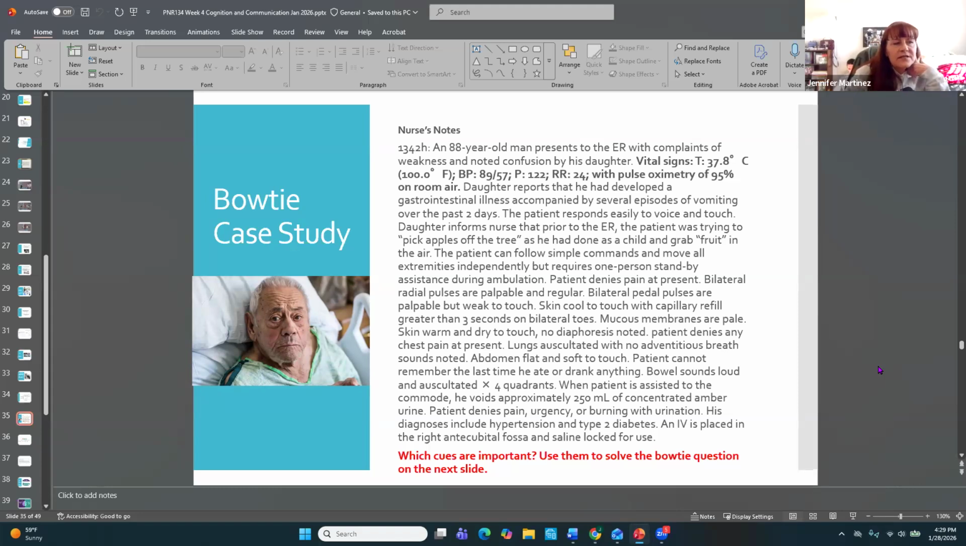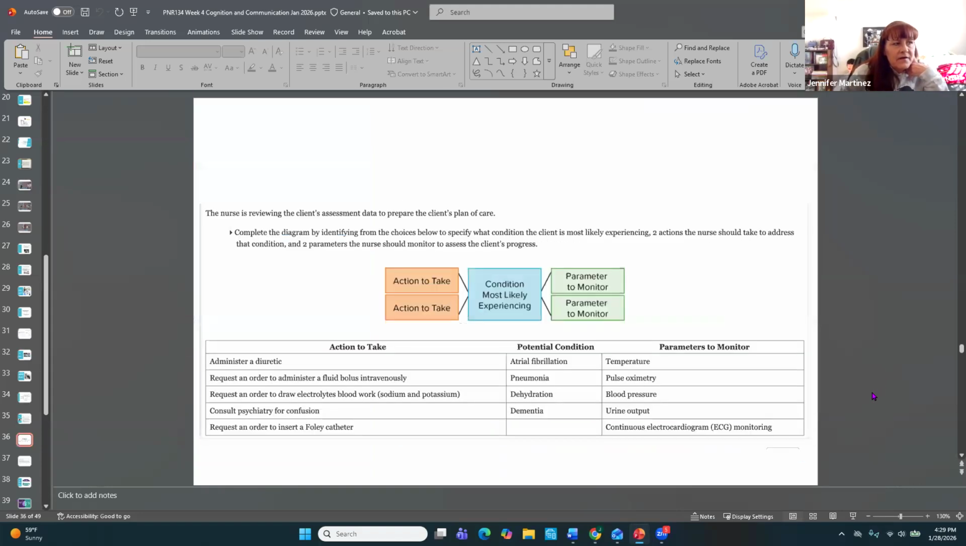All right, so let's go. We're reviewing the client's assessment data. Complete the diagram by identifying the choices below to specify what condition the client is most likely experiencing, 2 actions the nurse should take to address the condition, and 2 parameters the nurse should monitor to assess the client's progress. We definitely want to request the order for blood work, electrolyte blood work.